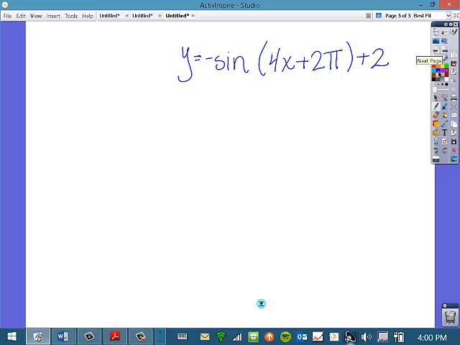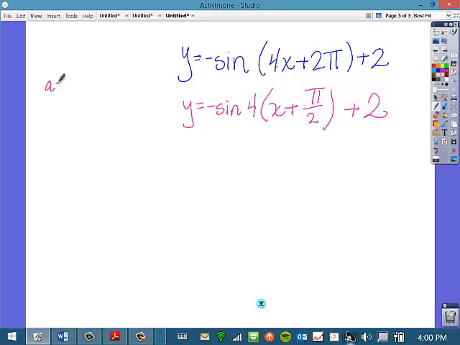Last one. y equals negative sine of 4x plus 2 pi, plus 2. So this one's special because usually our b is right here, but we don't have b right there. So what we're going to have to do is factor something out of both of these terms, which is 4. We factor 4 out, so that would give us x plus, when you divide 2 pi by 4, that's pi over 2, plus 2. So you're going to factor 4 out of both of these terms.